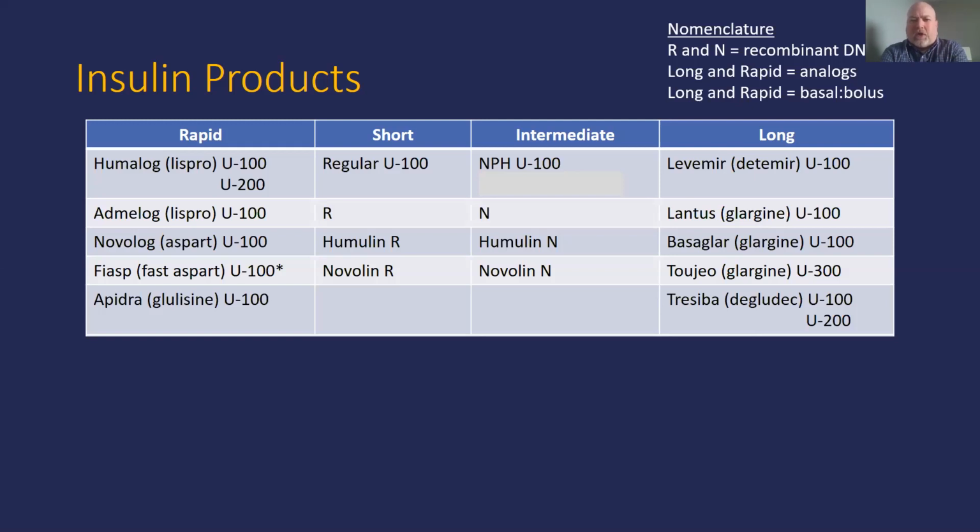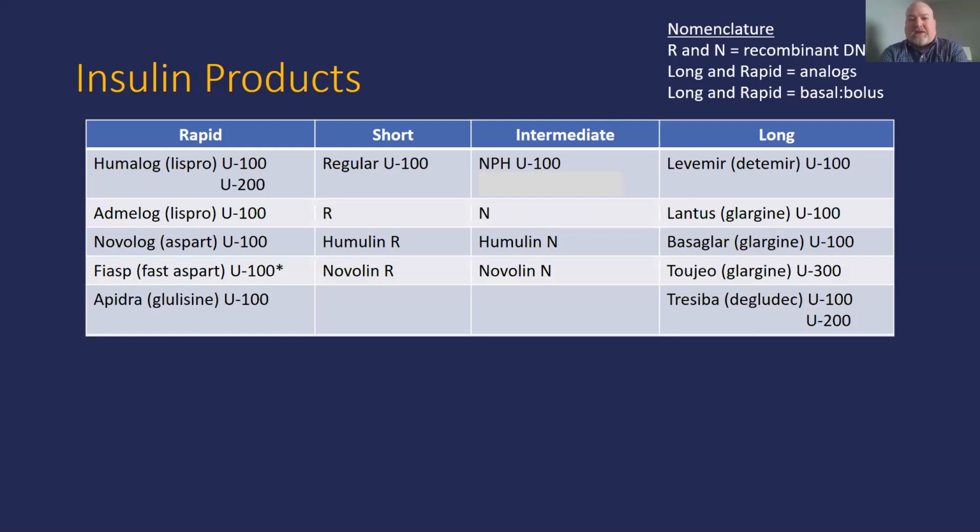We also refer to long and rapid acting insulins as basal bolus, where your long actings are basal insulins and your rapid actings are bolus insulins. You could consider regular, the short acting, also a bolus insulin, but you should not consider NPH to be a basal. True basal insulins do not peak. NPH does peak, and we're going to look at those insulin curves here in just a little bit. So there's some nomenclature. I want to start off talking about our classics.